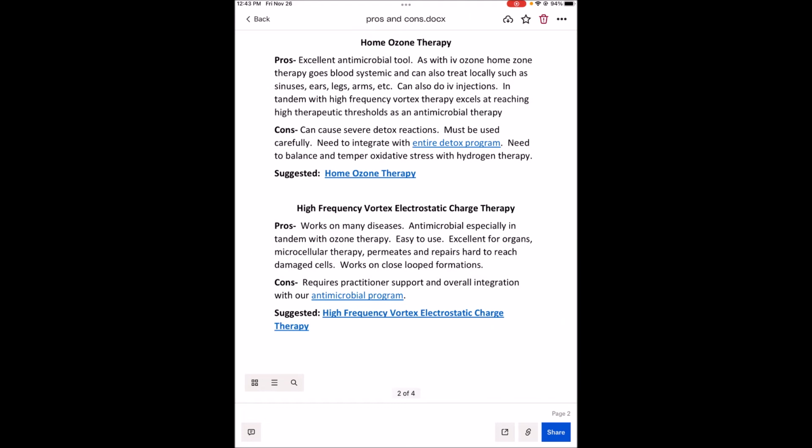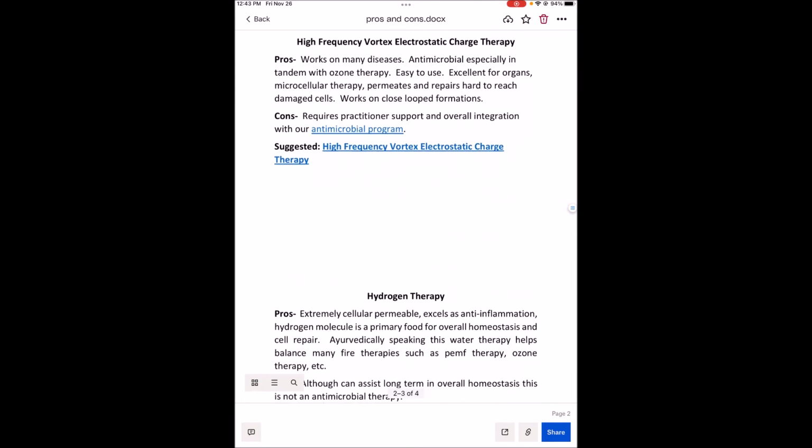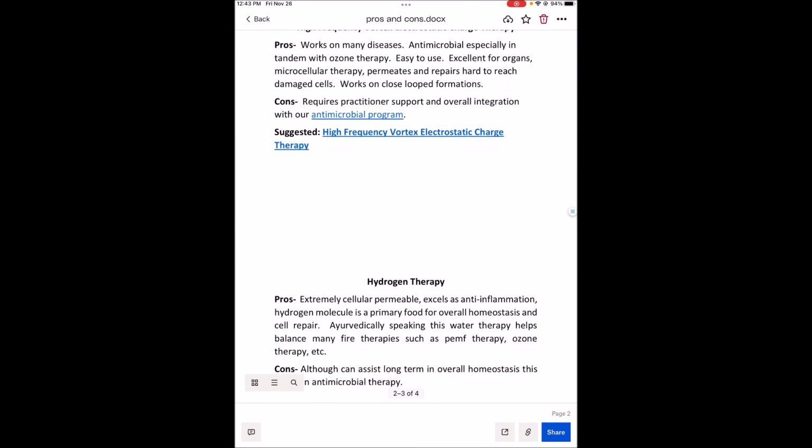By the way, we can get with you into a consult, send you all kinds of further information on all these therapies. Again, cons is it requires practitioner support and it must be integrated with our antimicrobial program. And then there's the playlist here.